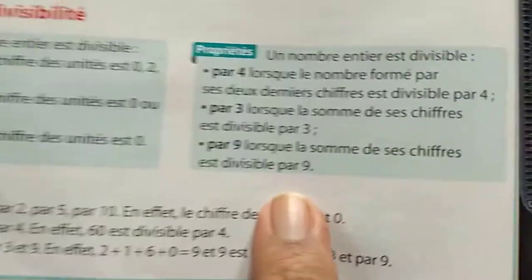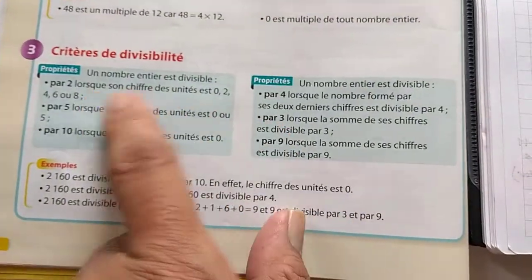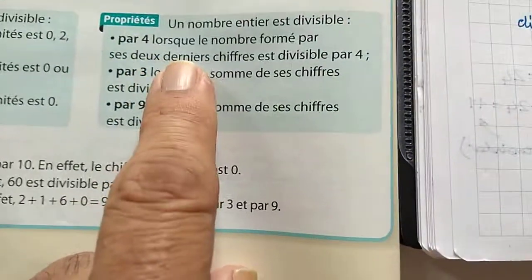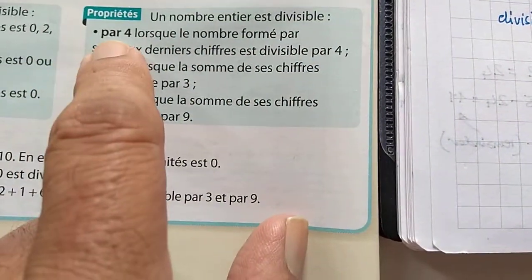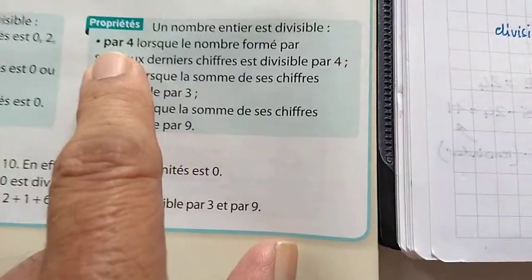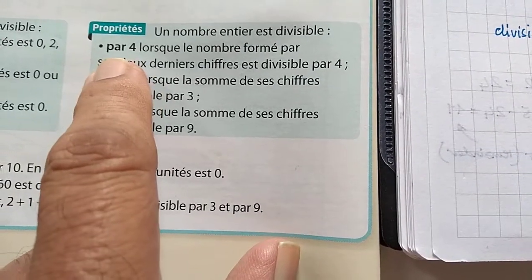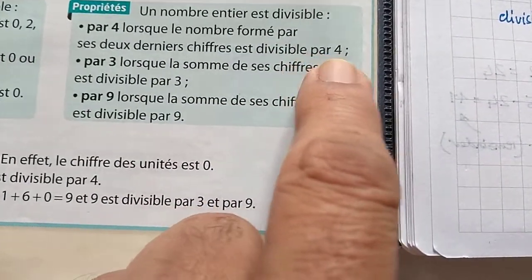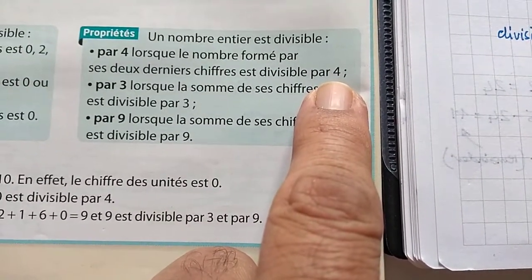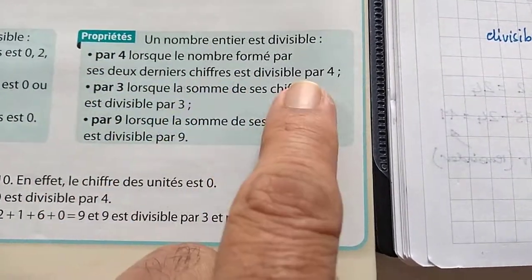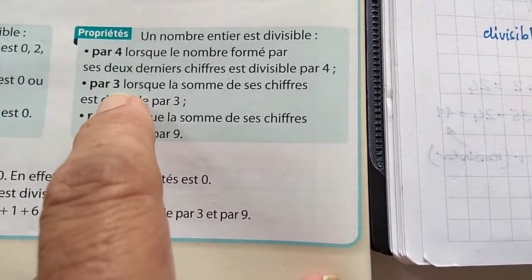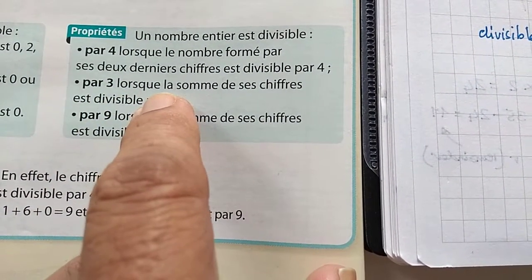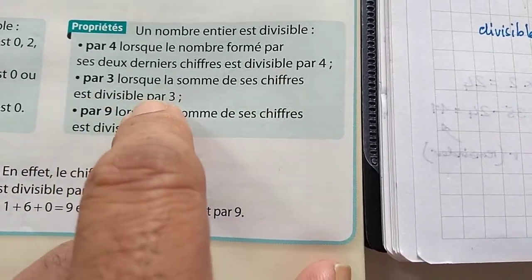And then here they have one more criteria. Criteria simply means conditions of divisibility. Is a nombre entier divisible par 4? An integer is divisible by 4 when the last 2 digits are divisible by 4. This is so simple because after that it is multiples of 100, and 100 is of course divisible by 4. And an integer is divisible by 3 when the sum of its digits is divisible by 3.